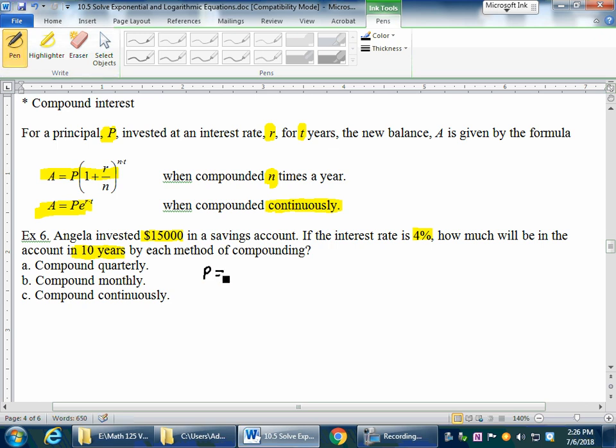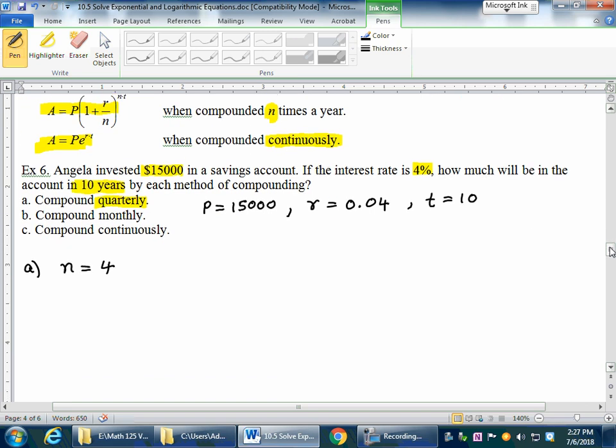So I know that in this case my P is 15,000, and then the interest rate changed into a decimal number will become 0.04. And then we know that the time, the t, is 10 years. Now, to answer part A, it is compounded quarterly. So that means for part A, my n will be equal to 4 because quarterly. And this allows me to use all the information to find out what my amount is after 10 years if you compound it quarterly. So according to the formula, this is what I'm going to plug in.